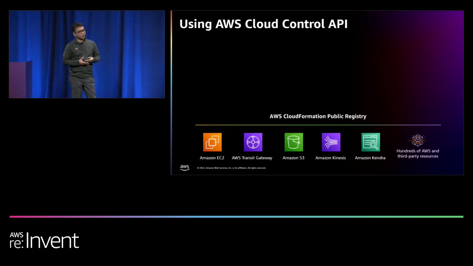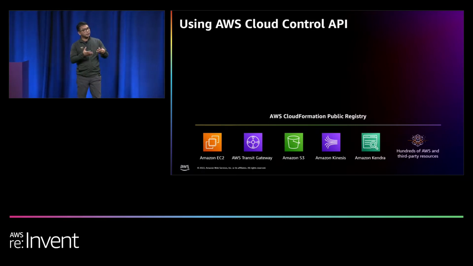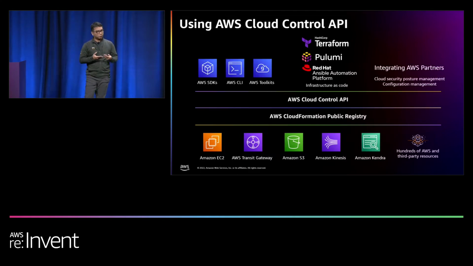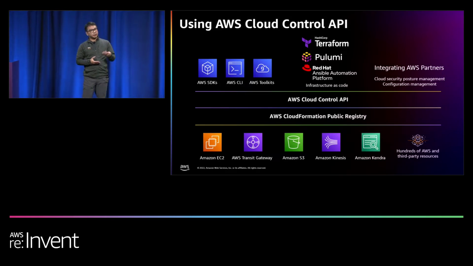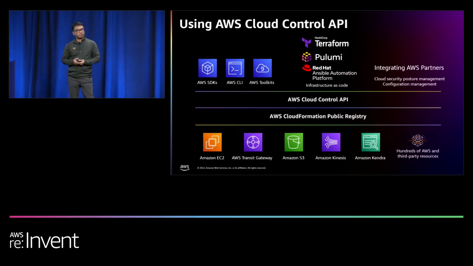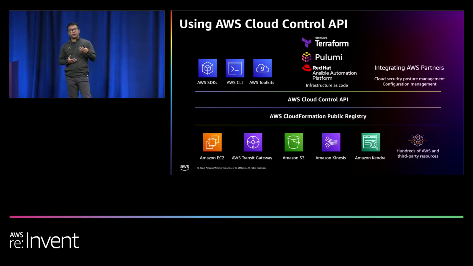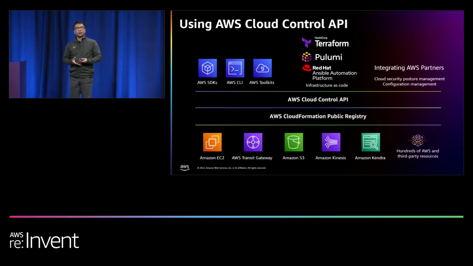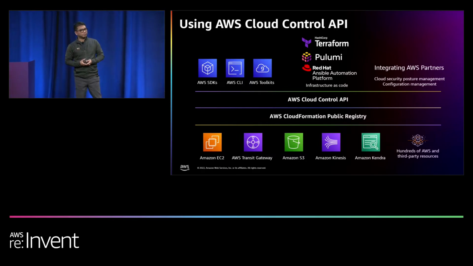And these resources are available in the CloudFormation public registry. And Cloud Control API externalizes these resources to allow you to integrate with it. For example, infrastructure as code tools such as HashiCorp Terraform, Pulumi, and also Red Hat Ansible are integrated with Cloud Control API. You can also use Cloud Control API through the CDK and CLI.